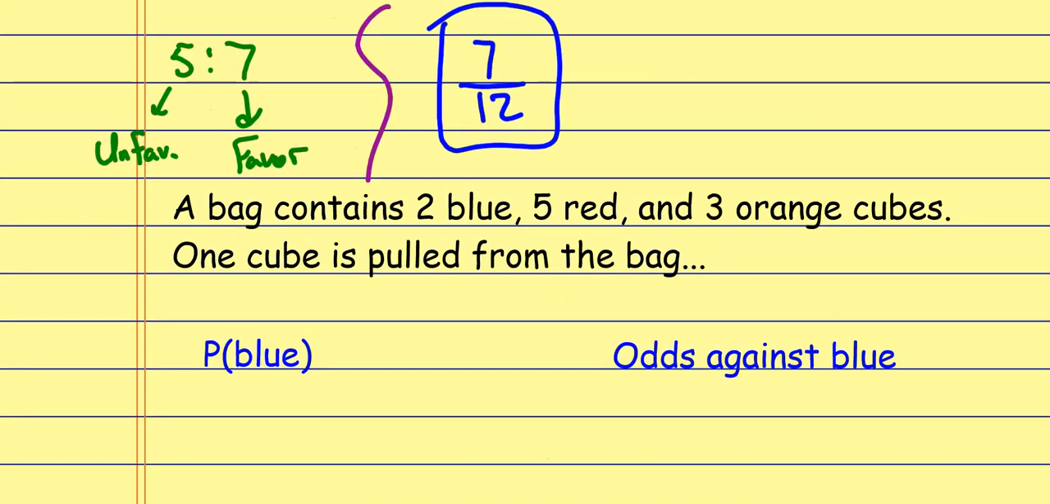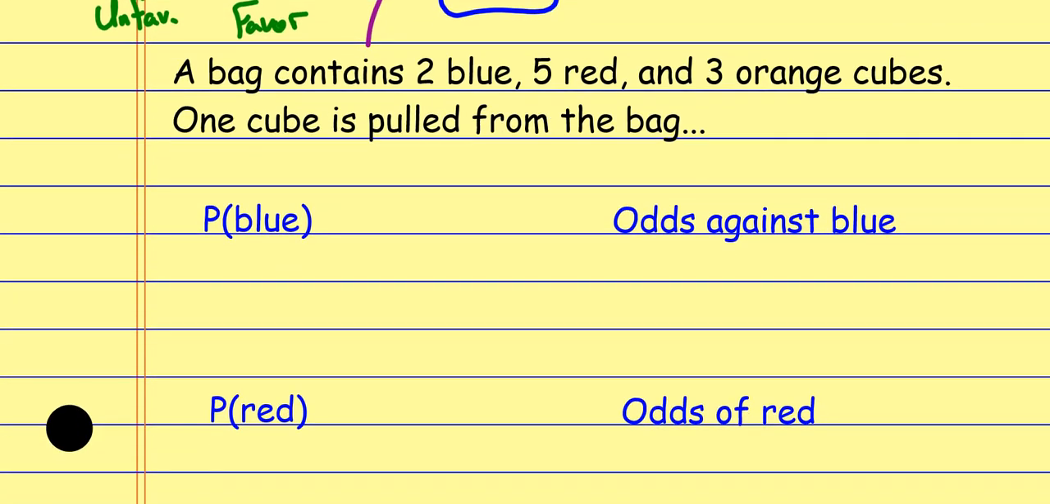And now, kind of mixing all this together, just bouncing back and forth between the two. A bag contains 2 blue, 5 red, and 3 orange cubes. 1 is pulled from the bag. What's the probability of blue? So the probability, remember, is what I want over the total. So there are 2 blue out of a total of 10 cubes, and that reduces to 1/5. So that's the probability, okay?